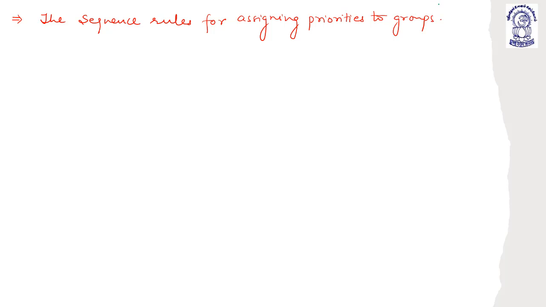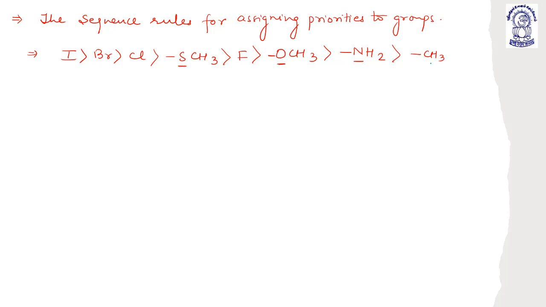I'm just telling you some orders, like iodine, Br, Cl, S, CH3, because we had sulfur, then fluorine, OCH3, oxygen by atomic number, then nitrogen, then methyl, then tritium, deuterium, and protium.